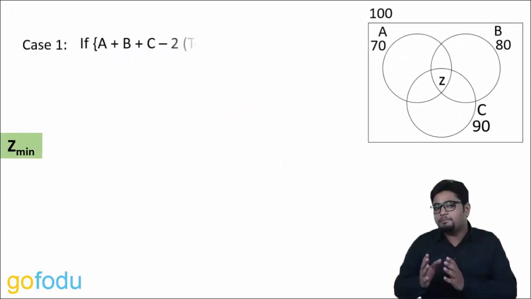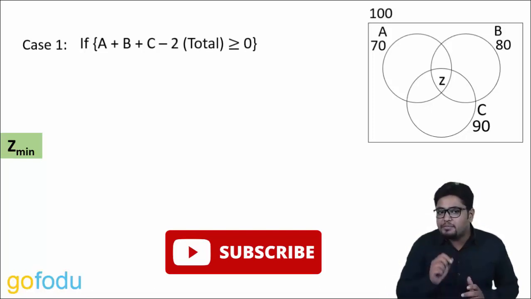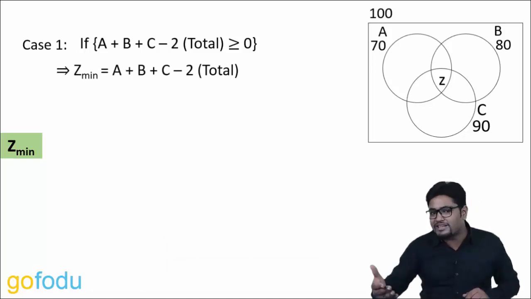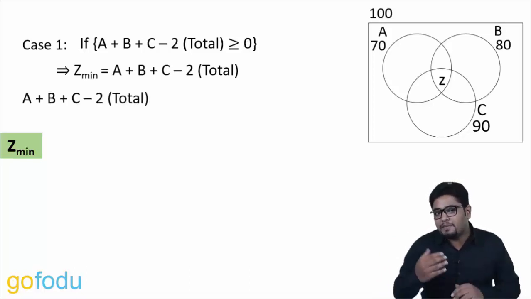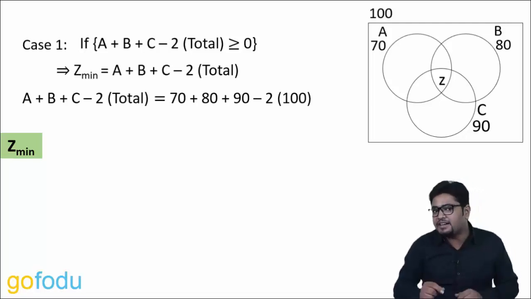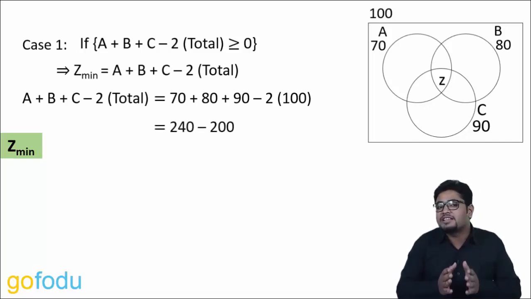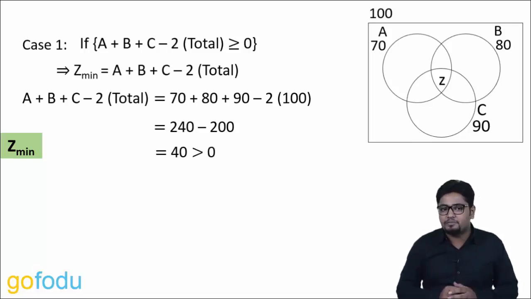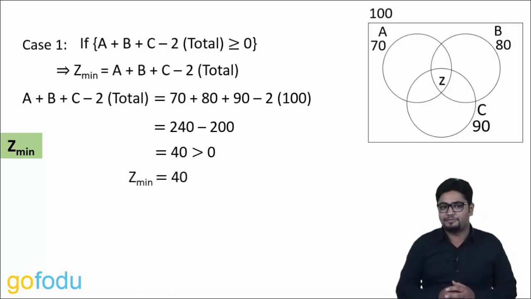If A plus B plus C minus twice the total elements is greater than 0, then the minimum value of Z will be A plus B plus C minus twice the total. In this case, A plus B plus C minus twice the total will be 70 plus 80 plus 90 minus 2 into 100, which gives us 240 minus 200, which is equal to 40. Clearly, this 40 is greater than 0. Hence, the minimum value of Z in this case will be 40.